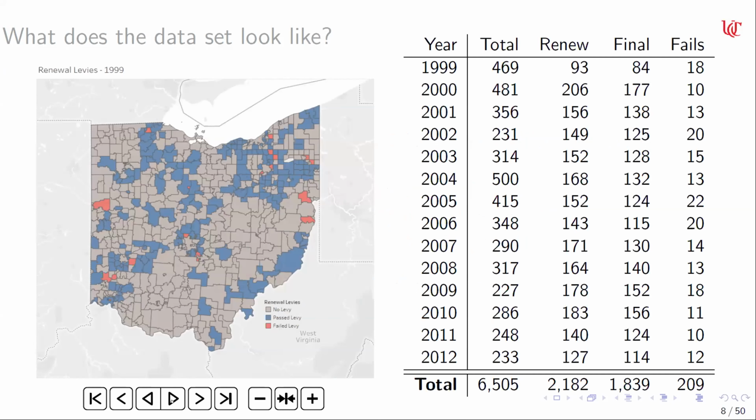The blue districts are school districts which had a renewal levy which passed. The red districts are school districts which had a renewal levy which failed, and then the gray had no levy. So if you think about the houses in these areas, all of the gray will be houses that I have data for but won't be included in my estimations, and then the blue and red could be.